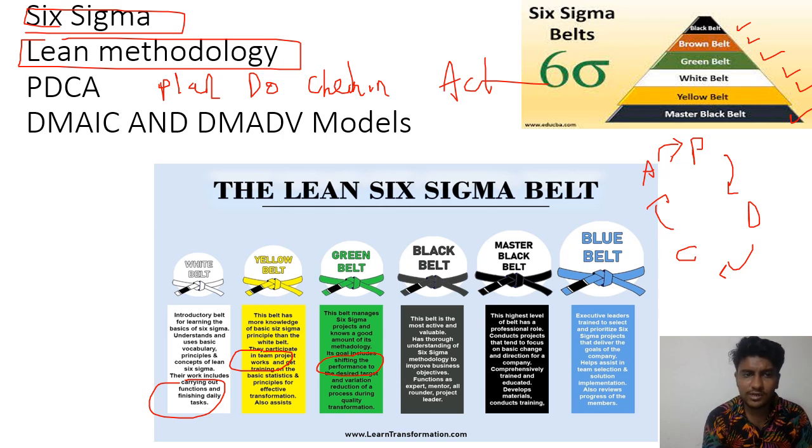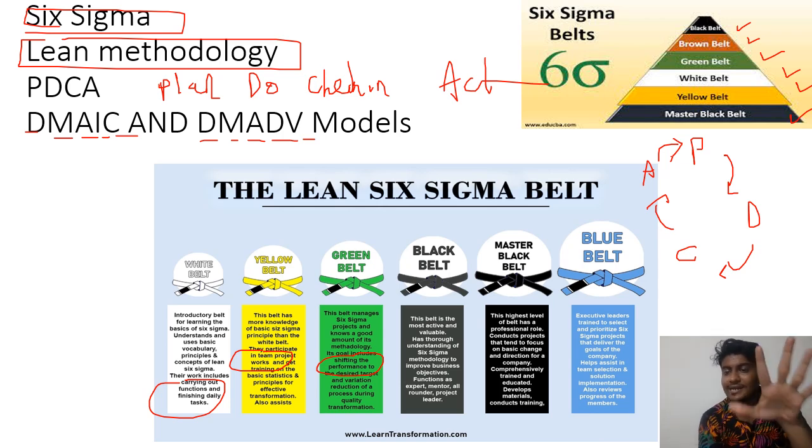The DMAIC and DMADV models: define, measure, analyze, improve, control. And here it is define, measure, analyze, design, and verify. These are the models of Six Sigma that are used. You define a problem, you measure the problem, you analyze the cause of the problem, you improve it, and you see whether the technique is sustainable, whether it is working on your product or not.